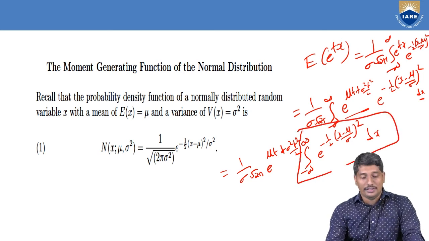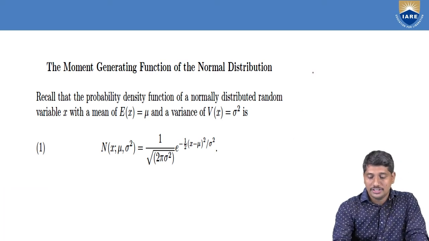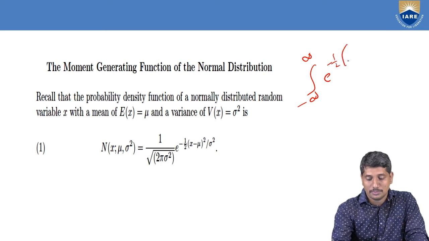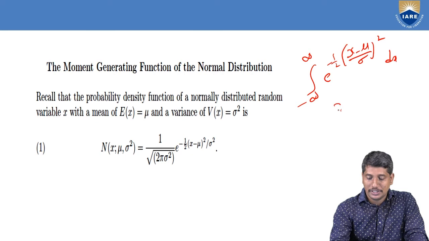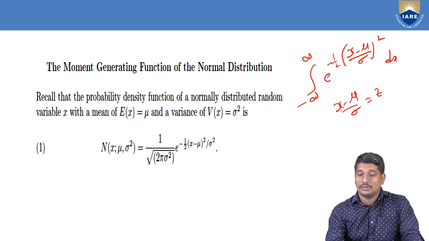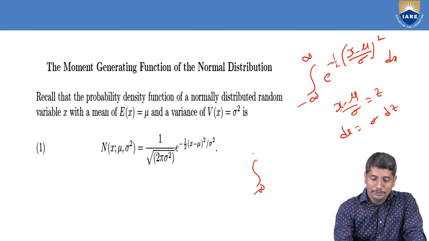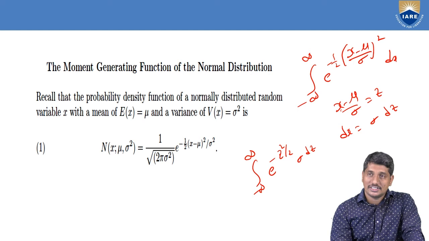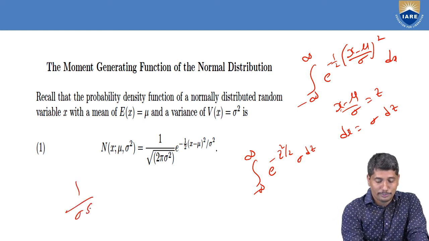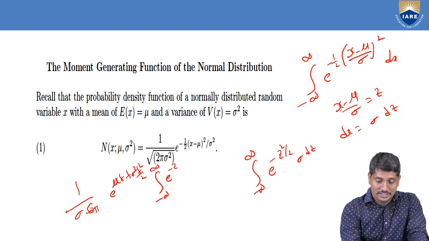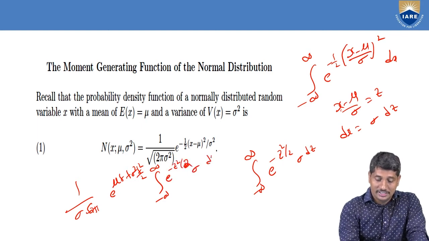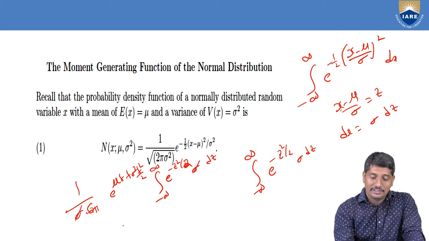Let us calculate this integral separately. The integration is integral minus infinity to infinity e power minus 1 by 2 ((x minus mu) by sigma) whole square dx. Let us substitute (x minus mu) by sigma with z. Then dx will be equal to sigma dz. And this becomes integral minus infinity to infinity e power minus z square by 2 sigma dz. By substituting this in the previous calculation, we get 1 by sigma root 2 pi e power mu t plus sigma square t square by 2 integral minus infinity to infinity e power minus z square by 2 sigma dz. Sigma sigma will be cancelled. Okay, and we arrive at this step.